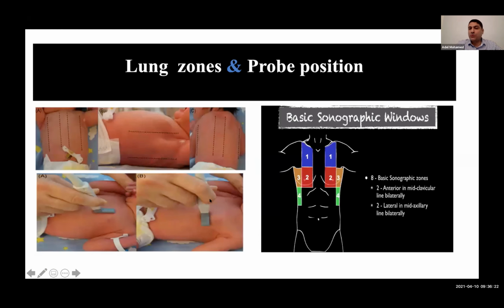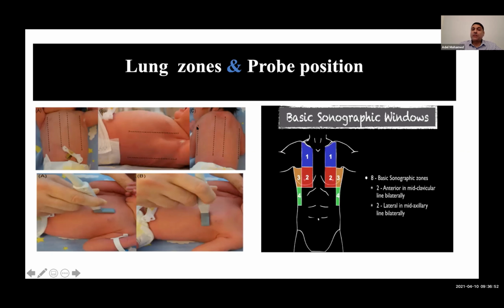What about the zones? Where am I going to put the probe on the chest of the baby? There are the standard, or minimum, areas that you have to scan, and there is the extended lung ultrasound scan. For the minimum areas, if the baby is in supine position, it will be the anterior upper and lower, and the lateral, and the same on the left side. Here, the lateral will be the mid-axillary. You do this scan on the right and left.